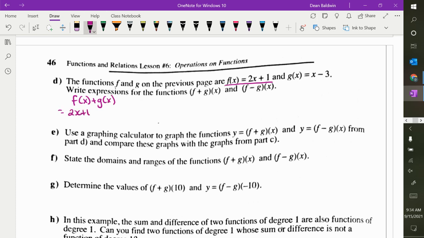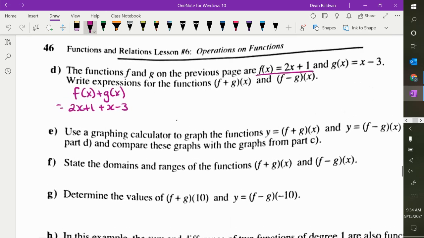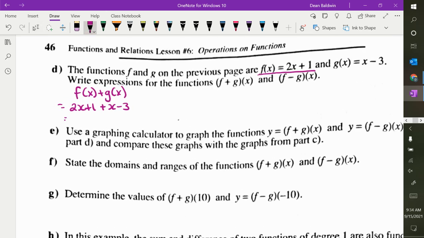So you write f of x, and then you add it to g of x. And collect your like terms. That's it. That's all you're doing. So 2x plus x is 3x. 1 minus 3 is negative 2. And that is f of x plus g of x. That's it. Okay?